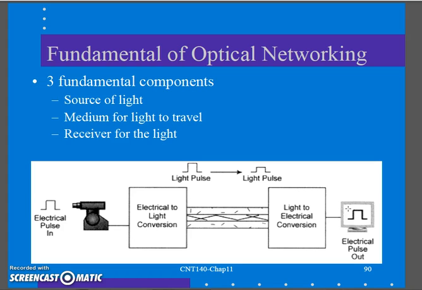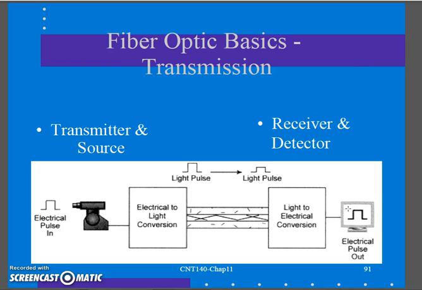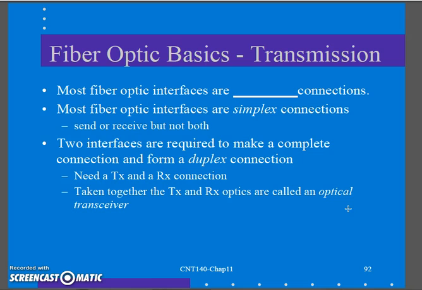So I used to have a pulse of electricity followed by none, pulse of electricity followed by none. Now I have a pulse of light followed by no light, pulse of light followed by no light. That's it. There's really no difference. And there's your transmitter, source, receiver, detector, if you will.